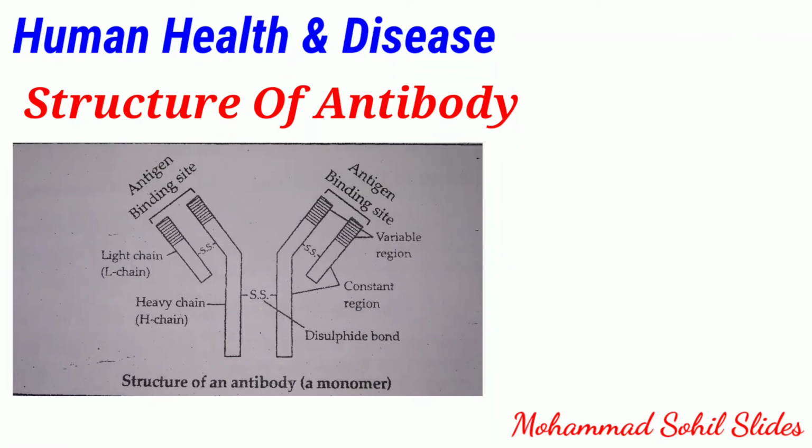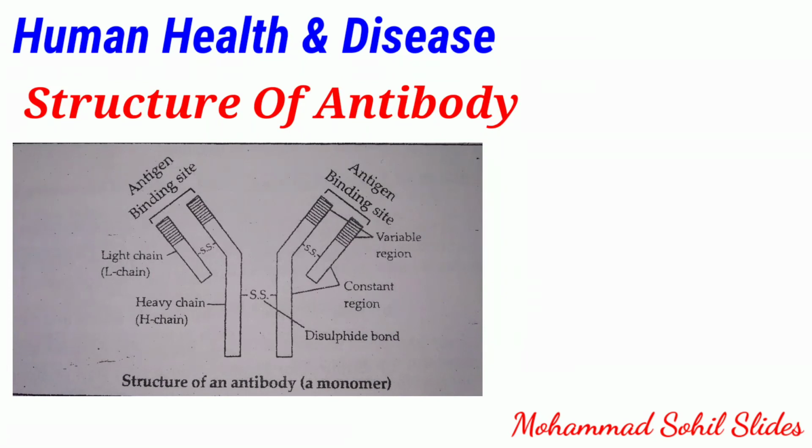Now coming to heavy chains. A heavy chain is composed of about 440 amino acids. It has both variable region and constant region. The variable region consists of about 118 amino acids. The constant region consists of 119 to 440 amino acids.